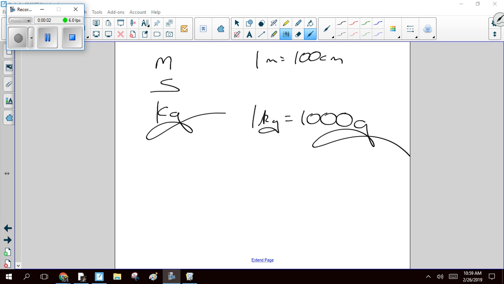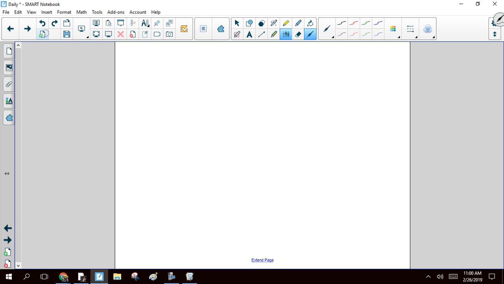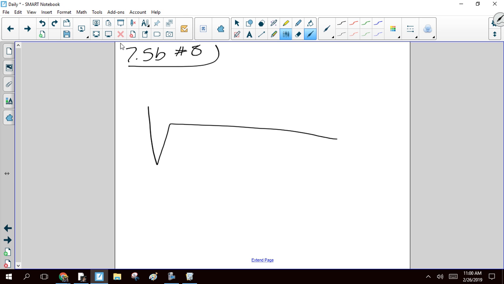All right then. So here then is, on the worksheet, what are we on? 7.5b, number 8. So here's what we know. We've got a rifle. We've got a bullet. The bullet is going to get launched out of the rifle.